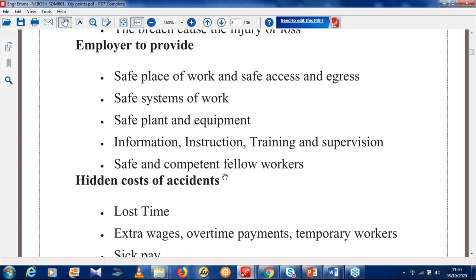Okay. Now, information, instruction, training, and supervision should also be provided for the employees. Then you also provide safe and competent fellow workers. So you ensure that your workers are safe. How? You provide PPEs for them at no cost. Those are some of the recommendations of the Safety Act also. Provide PPE for them at no cost. And then ensure that they are trained and the people you are using to execute your task, that make up your workforce, are competent persons.